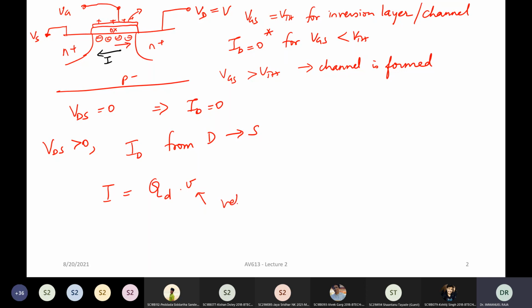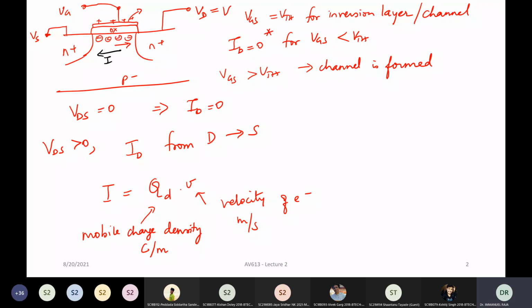So v here is basically the velocity of the electrons in the channel, and Q_d is nothing but the mobile charge density. Now, when we say mobile charge density, it basically refers to the electrons that are free to move. The charge density is given in coulomb per meter, and of course velocity is meter per second, and when you put both together you get coulomb per second, which is nothing but ampere, the unit of current. Okay, so we are talking about the cross-sectional charge density.